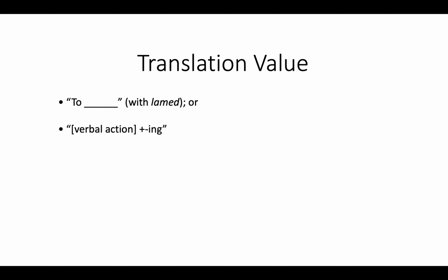So, how do we translate infinitive constructs? If there's a lamed there, it's just like infinitives in English. So to sit, to stand, etc. If there's not a lamed, you should keep in the back of your mind that sometimes just adding -ing will give you a pretty good English equivalent. So if there's no lamed, try adding -ing and see how that verbal action goes.